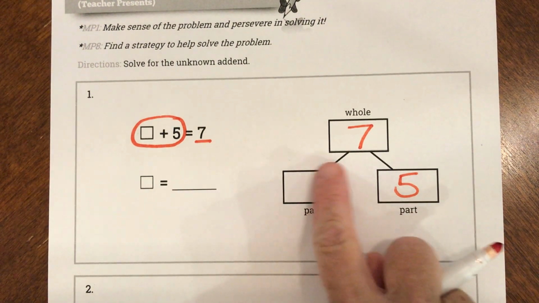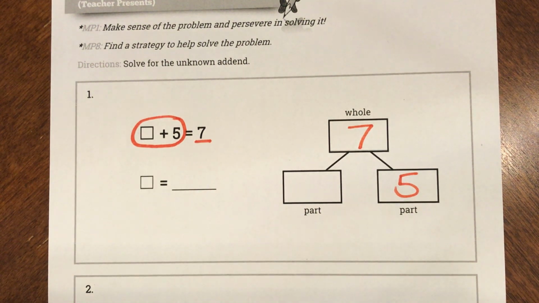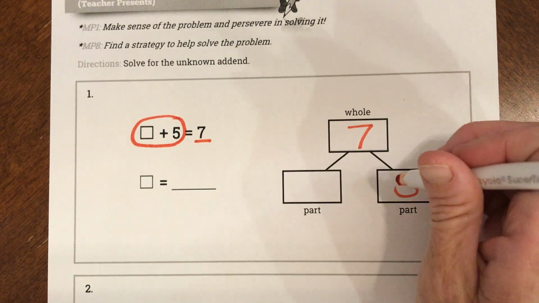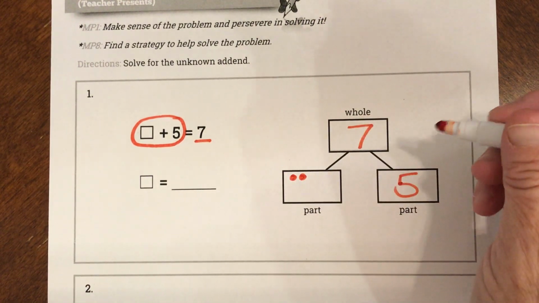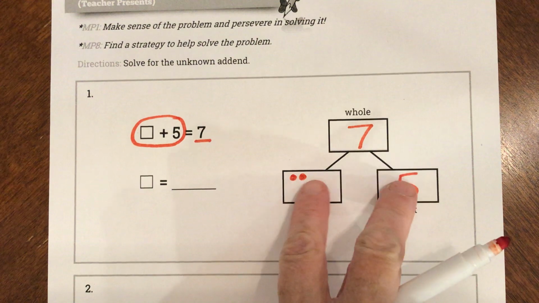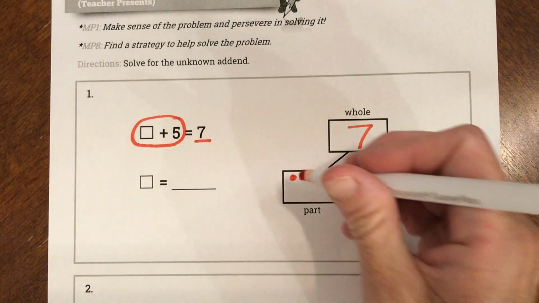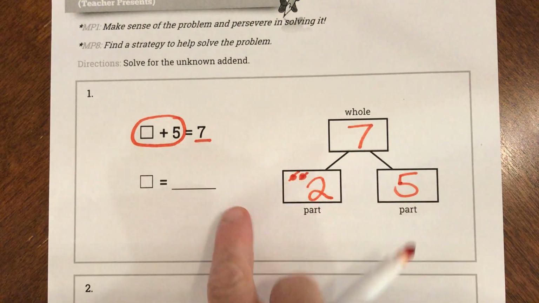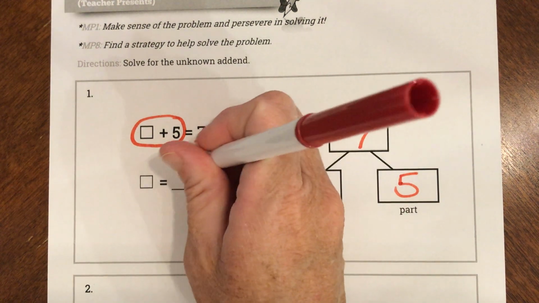But this first addend is a box. I don't know what that empty square is. So I'm going to use the count on strategy. I'm going to say I have 5, so 5, 6, 7. And I can stop because now I have enough to make my whole. So how many goes in this part? How many do I have? 1, 2. So my first part or my first addend must be a 2.